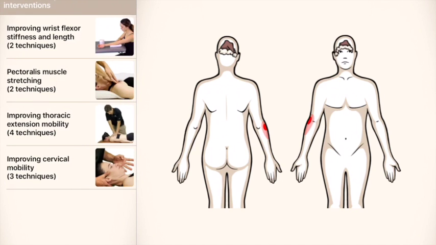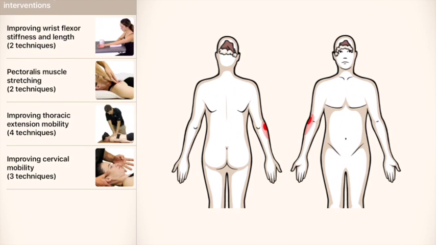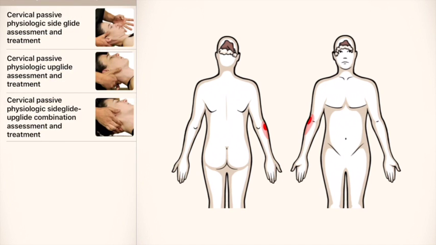In managing associated impairments, we may want to improve their thoracic mobility, stretch their pecs. If their wrist flexors are very stiff, over-dominant, then we may want to do some type of soft tissue mobilization and stretching to this tissue. And if there are cervical mobility deficits present, then managing those are important as well.